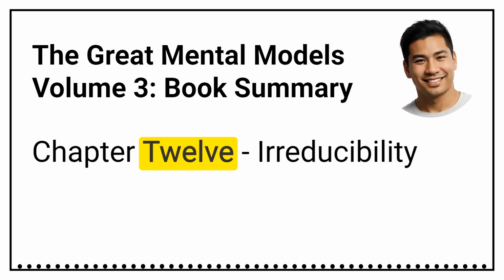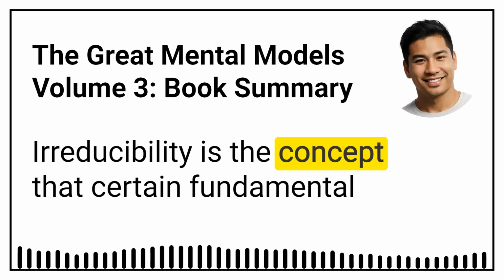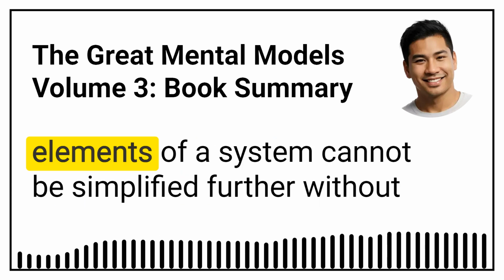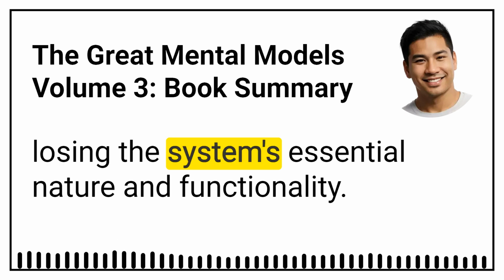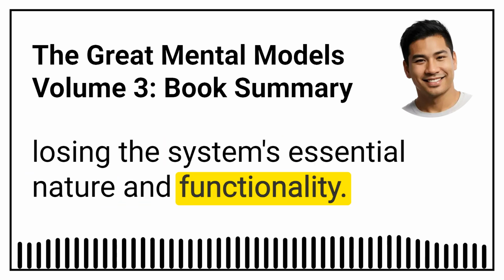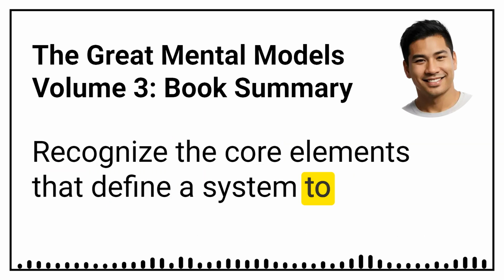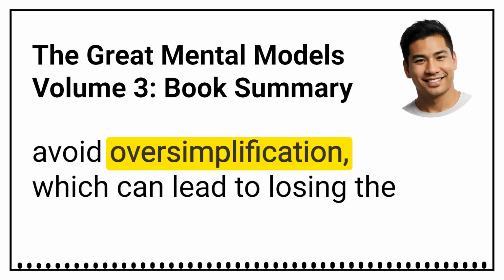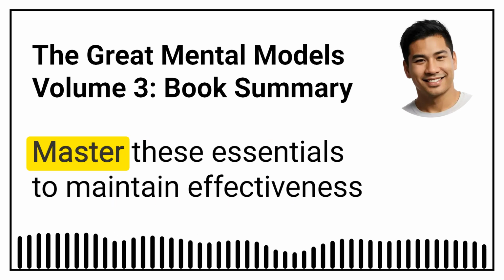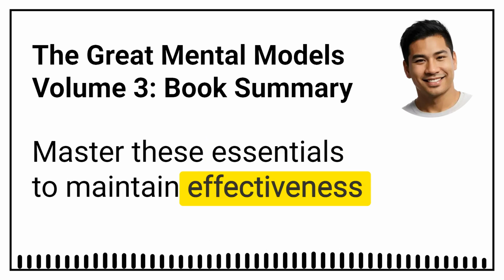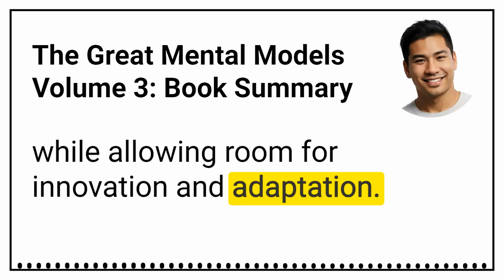Chapter 12. Irreducibility. Irreducibility is the concept that certain fundamental elements of a system cannot be simplified further without losing the system's essential nature and functionality. Recognize the core elements that define a system to avoid oversimplification, which can lead to losing the system's intended function. Master these essentials to maintain effectiveness while allowing room for innovation and adaptation.